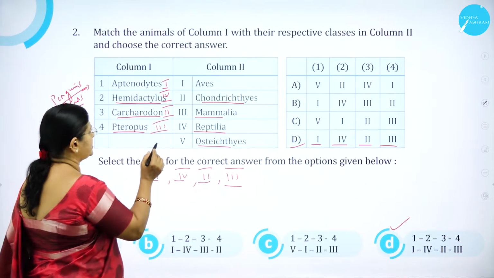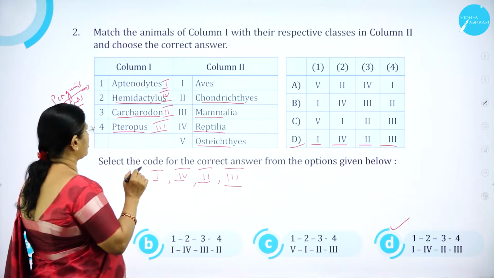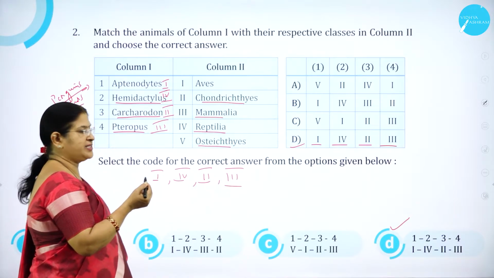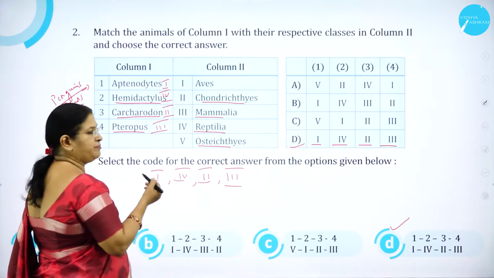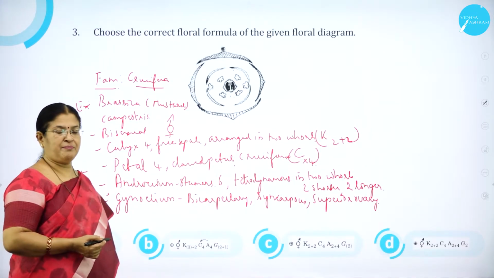So Apteronotus, Aves, then Hemidactylus, Reptilia, Carcharodon, Chondrichthyes. As you know, Chondrichthyes is nothing but cartilaginous fishes. Then Pteropus, Mammalia, that is a bat. Right? So moving on to question number 3.